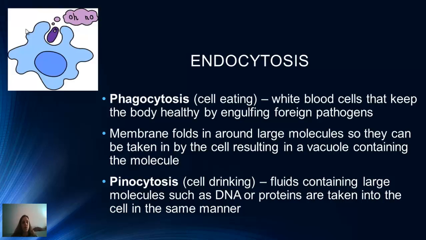What we're seeing up here in this image, this is an example of endocytosis. So this would be a white blood cell and it's engulfing a germ. The germ's saying, oh no, because it's about to die, which is good for you because you won't be sick.